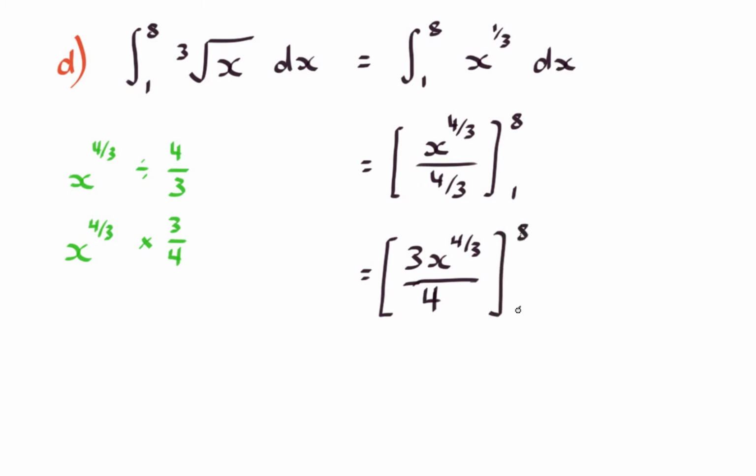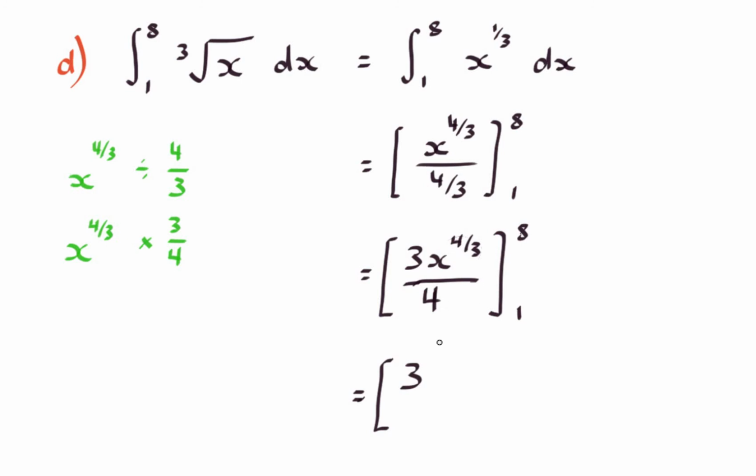Okay, now once again, it's up to you if you want to keep it in this form, the fractional form, or if you would like to go back to this form with the radical signs. So that would be 3 times x to the power of 4/3. There's two different ways we can write that.